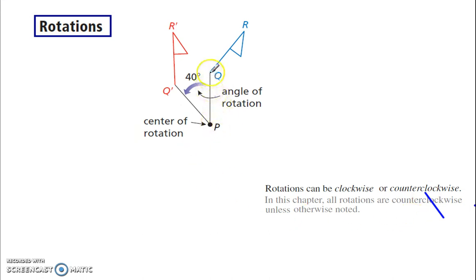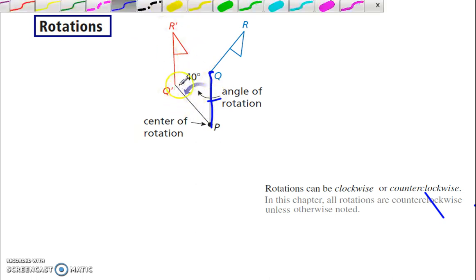What's happening? This distance, from Q to P, is going to be the same distance. Anyways, as this line right here from Q to P.